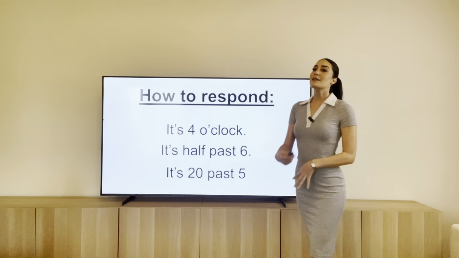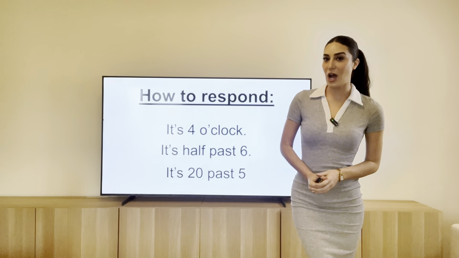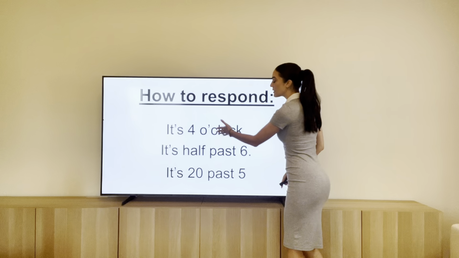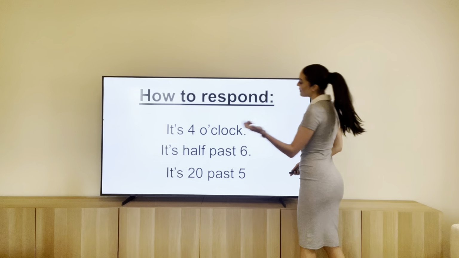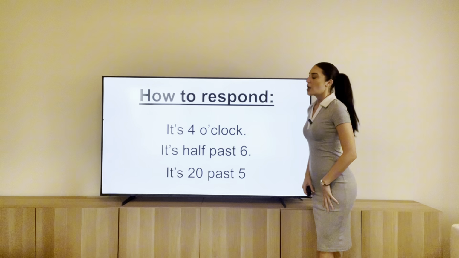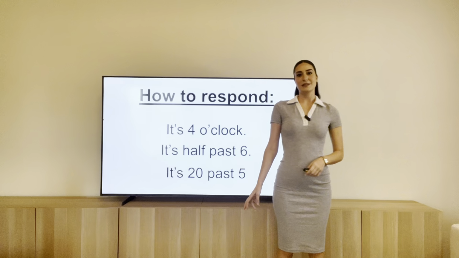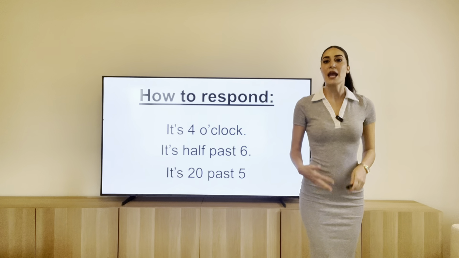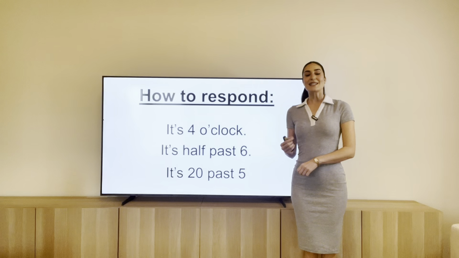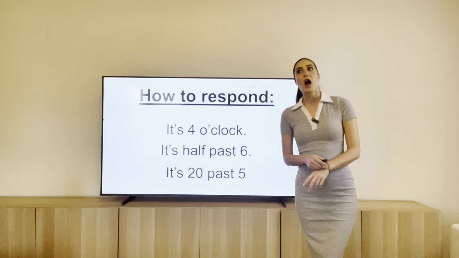All right, now here are some ways that you can respond. So if someone asks you what the time is, here's what you can say. You can say, it's 4 o'clock, it's 6:30, or it's 5:20. Whatever the time is, we always say it's. Okay, so if someone said to me, Miss V, do you have the time? I would say, yeah, it's 4 o'clock. It's 7:20. It's 9:15.